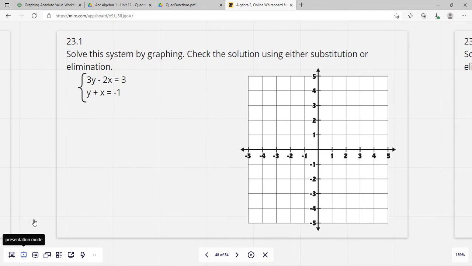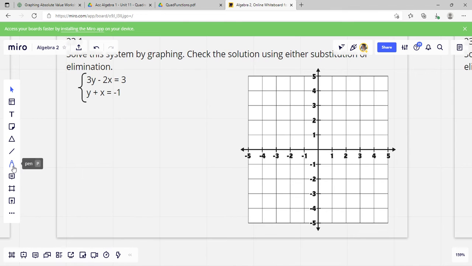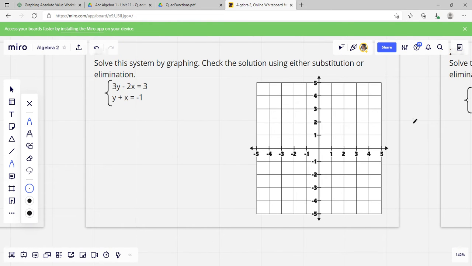Alright, so this first one tells us to solve this system of equations by graphing and then check our solution using either elimination or substitution. So, first thing I have to do to graph, I'm going to graph both of these lines and try to see where they cross each other.